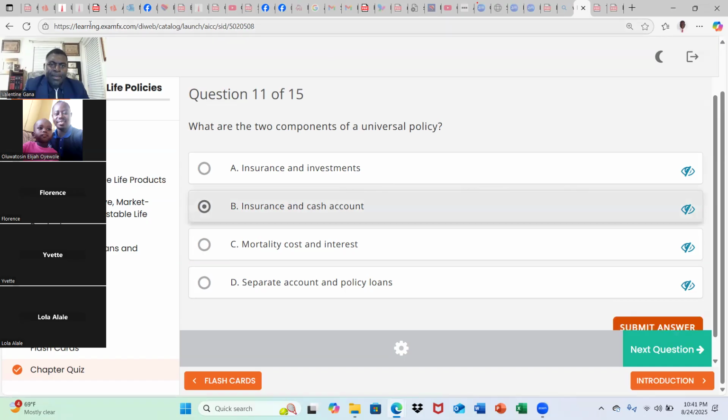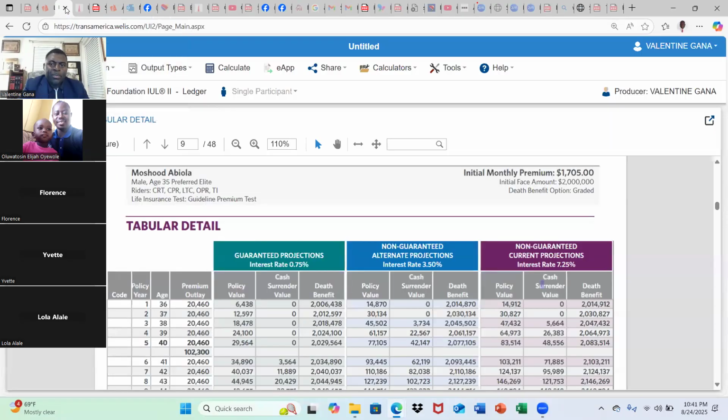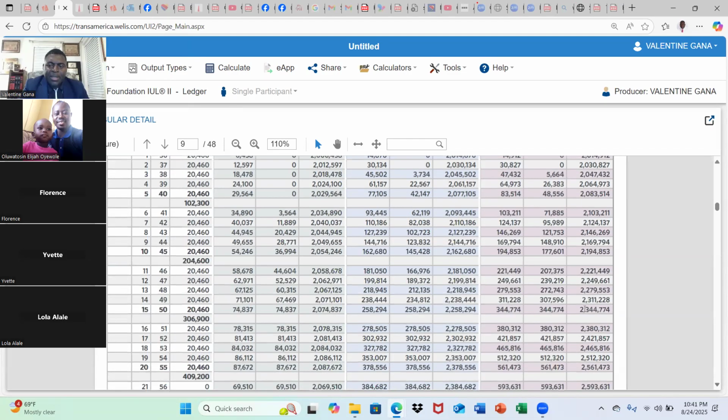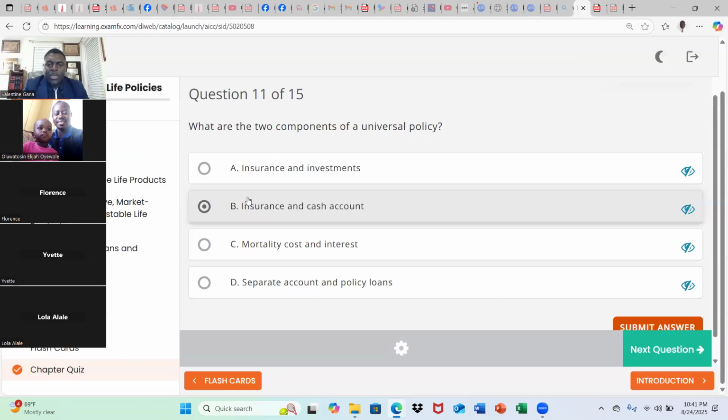Again, we go back to this illustration. It started with a $2 million policy. We see the cash account here, and the policy value is creating that, which is determining the death benefit. So the insurance, which is the basic 2 million, plus the cash account, which is 344,774, the death benefit is 2,344,774. Go to our equation, insurance and cash account, correct.